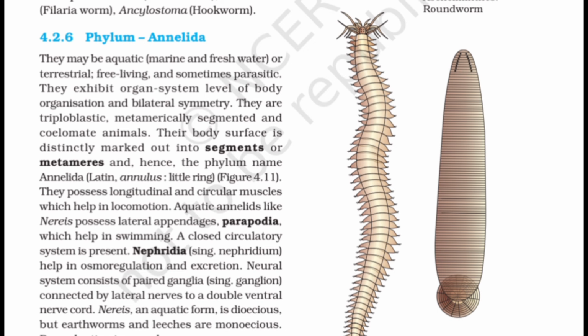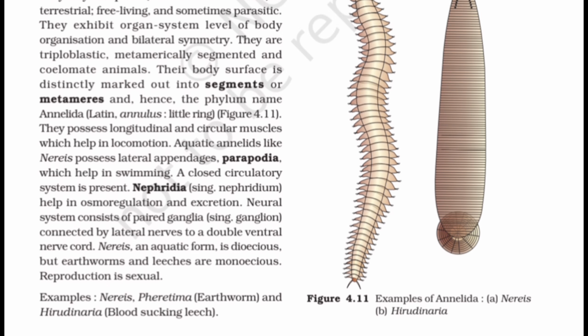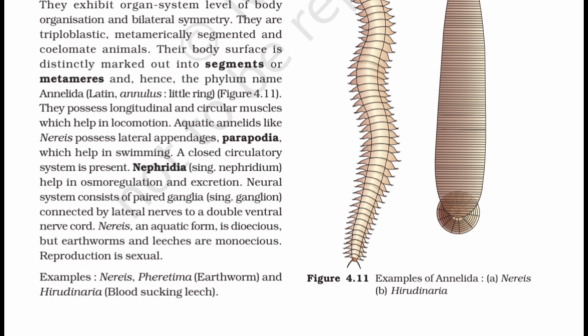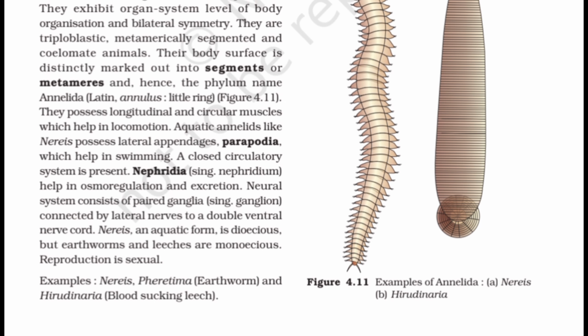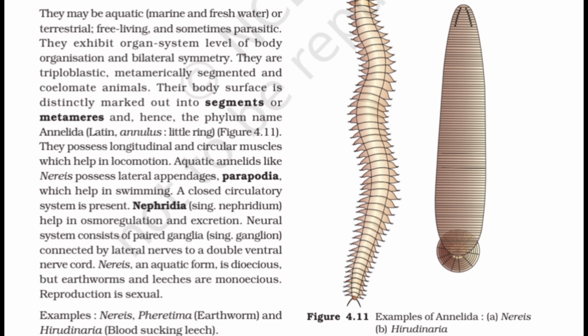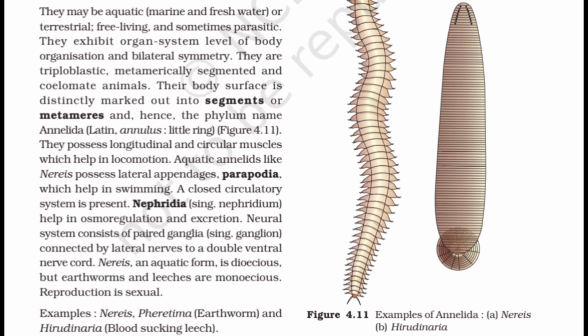Their body surface is distinctly marked out into segments or metameres, and hence the phylum name Annelida. Latin annulus, little ring, as in the figure 4.11, which is an example of Annelida. The first one is Nereis and the second one is Hirudinaria.